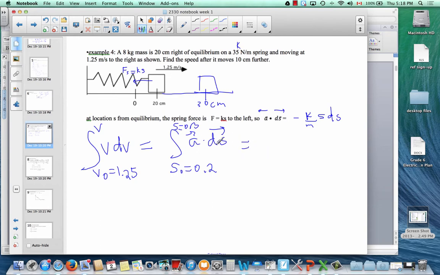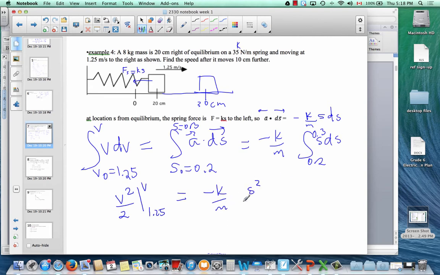Okay, so we put in the acceleration function. That's minus k over m, and we're going to integrate s ds, and we're doing it from 0.2 up to 0.3. Okay, and on this side it's v dv, and the integral of v dv is v squared over 2, of course. And then that's going to be from 1.25 up to our unknown final speed v. Over here on this side, minus k over m. Well, the integral of s ds is just s squared over 2. And that, again, is from 0.2 up to 0.3.